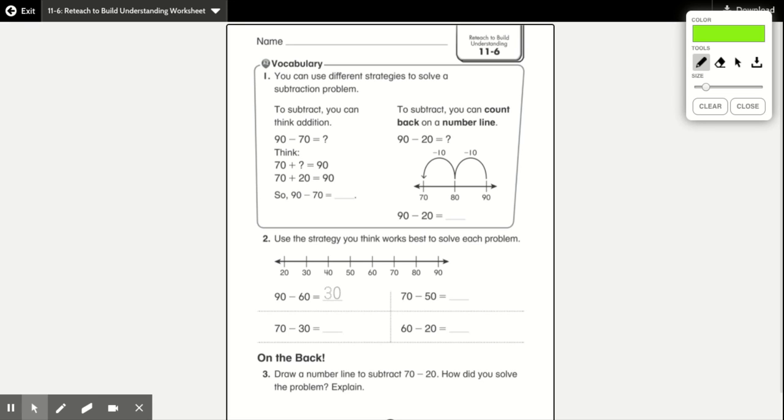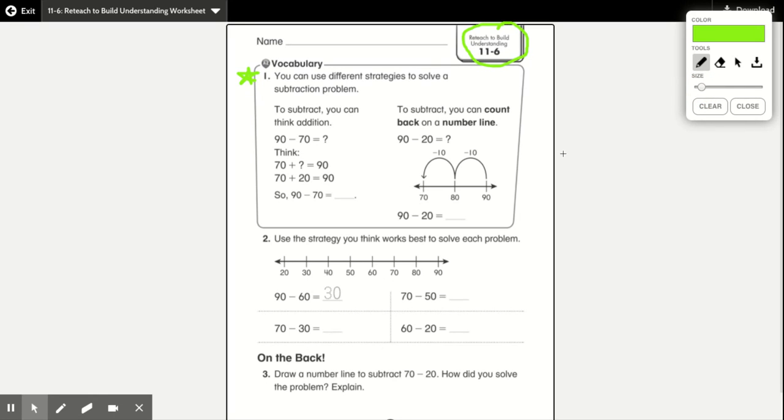Hi, first grade. So for today's math lesson, we are going to be focusing on 11-6. Find that sheet in your packet and go ahead and go along with me. Okay, so we are going to be learning about how to use different strategies to solve subtraction problems.